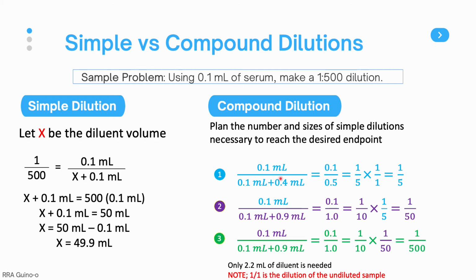Now, if we take a look at all the diluting fluid that we used, we add 0.4 plus 0.9 plus 0.9. That gives us 2.2 ml of diluent needed instead of our 49.9 ml if we did a simple dilution. So you can see here that in a compound dilution, it is more economical and it's more practical than making a simple dilution, especially if you have very large dilutions like this.